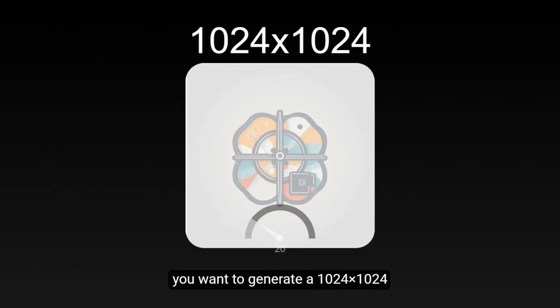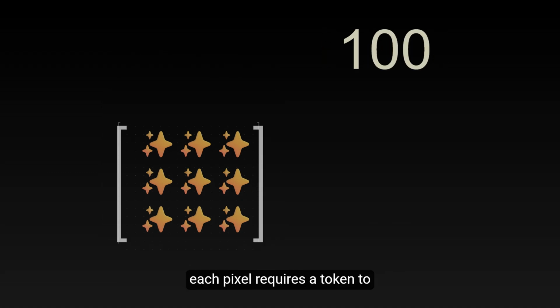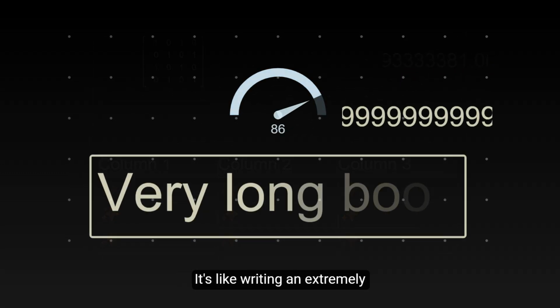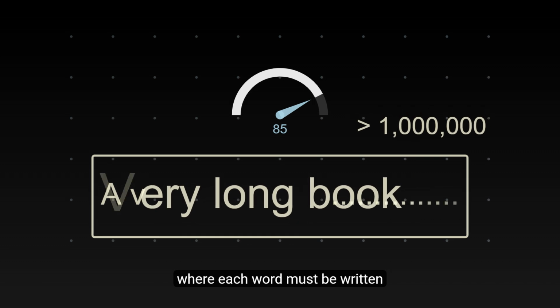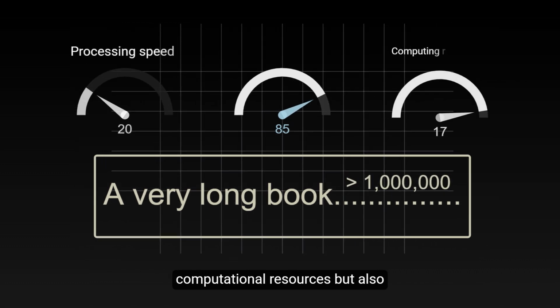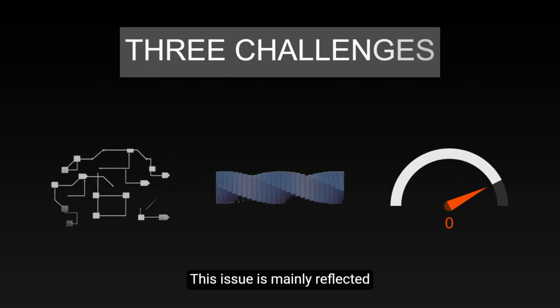Imagine you want to generate a 1024×1024 resolution image. In traditional autoregressive models, each pixel requires a token to represent it, which means processing over 1 million tokens. It's like writing an extremely long book, where each word must be written one after another, while also considering contextual relationships. This not only requires enormous computational resources, but also results in extremely slow training and inference speeds. This issue is mainly reflected in three aspects.